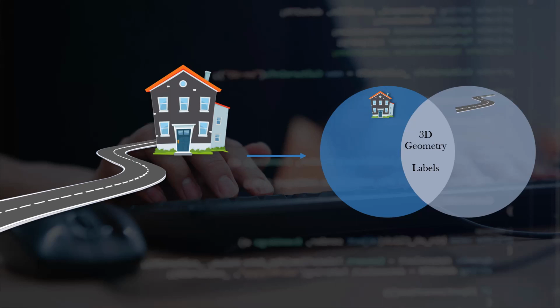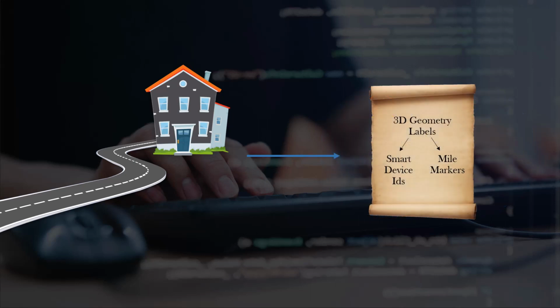Now the models could have specialized properties as well that pertain to individual datasets. For example, in the case of the house model, we have our smart device IDs. In the case of the roadway, there might be mile markers. BIS provides schemas and classes for these specialized properties as well. And these specialized classes are based on the base classes, so our data is organized in an efficient manner.